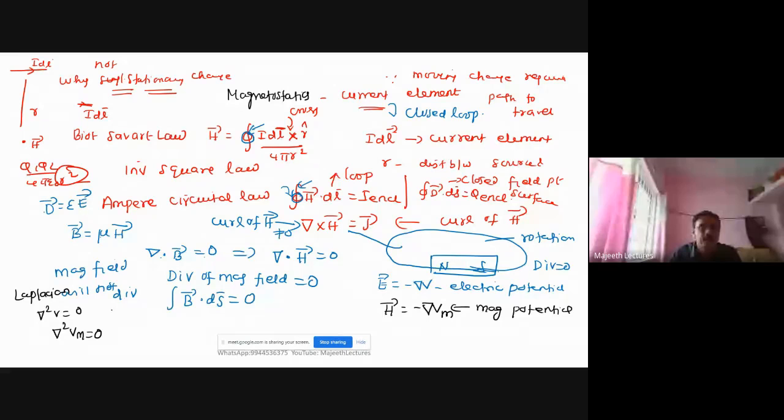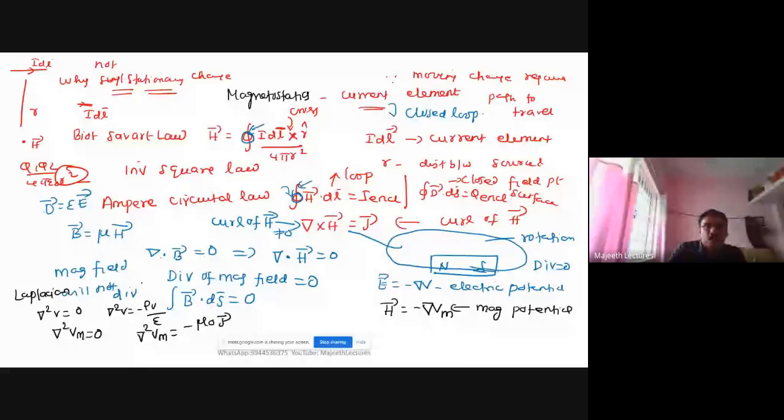Similarly, we have Poisson. What is that? Del squared V is equal to minus rho V by epsilon. Similarly, the Poisson equation for a magnetic field is del squared Vm is equal to minus mu naught J. This is the Poisson equation. So both are matching. You study like this. All right.